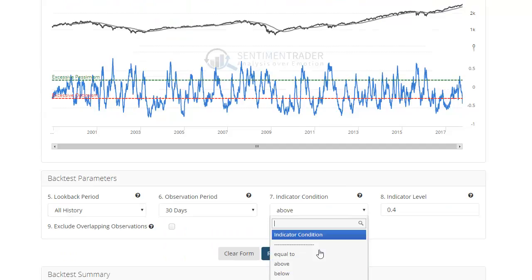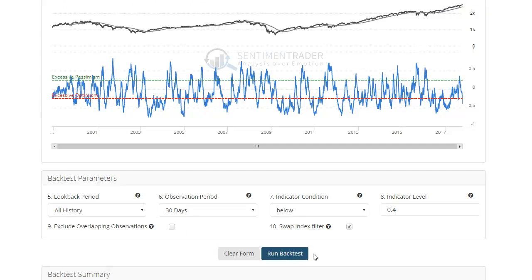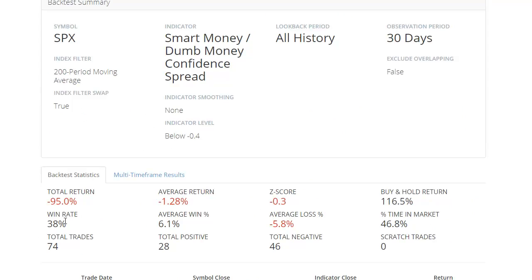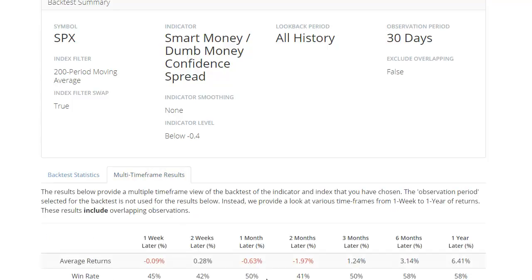So you can go back here and say, well, what about times of extreme optimism when the spread was below minus 0.4 and the market was in a bear market? Run the backtest. Well, here you can see 30 days later the S&P was higher only 38% of the time. 2 months later it was 41% of the time with an almost minus 2% return. So it can be a pretty effective indicator depending on the market environment at the time.